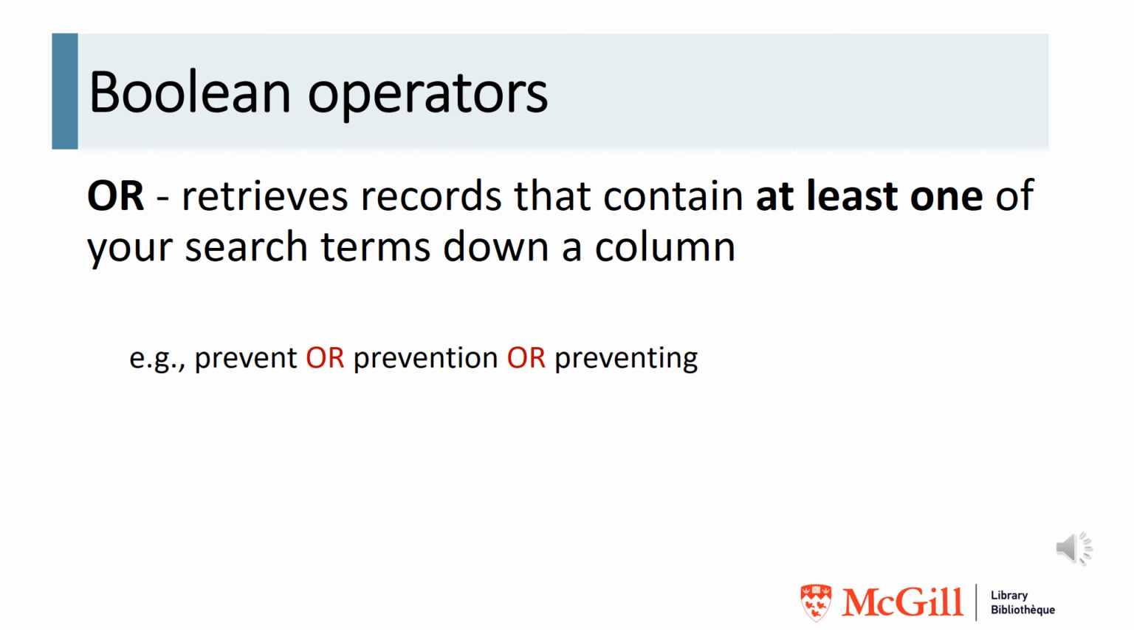On the other hand, "or" retrieves records that contain at least one of your search terms down a column. So for example, you would be looking for articles that use the word prevent or prevention or preventing. We call these Boolean operators.